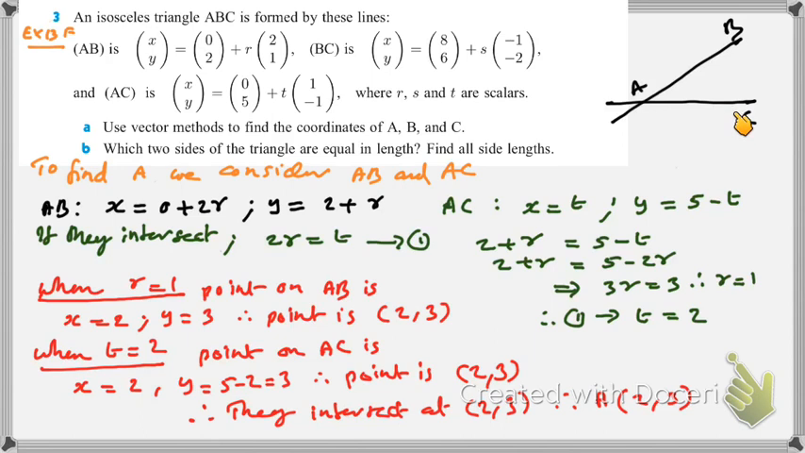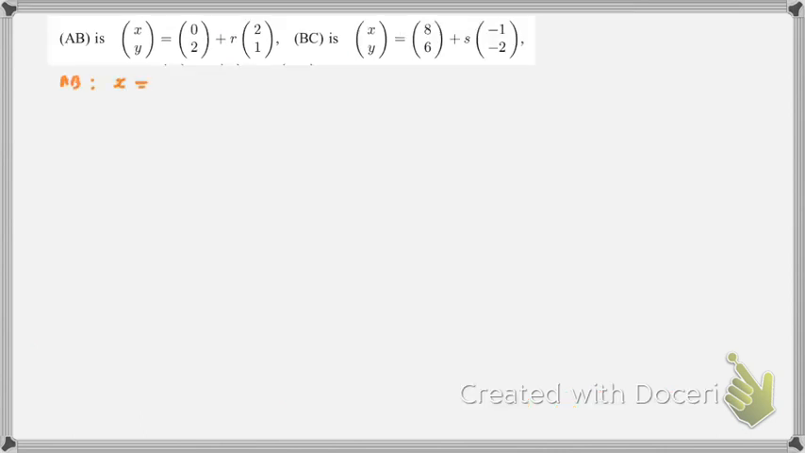If I need to find out B, I should look at line AB and line BC. So I should look at AB and BC to find out the point B next. So I copy AB and BC, and I'm trying to find the point of intersection between these two, which is B. I'm going to write AB in the parametric form.